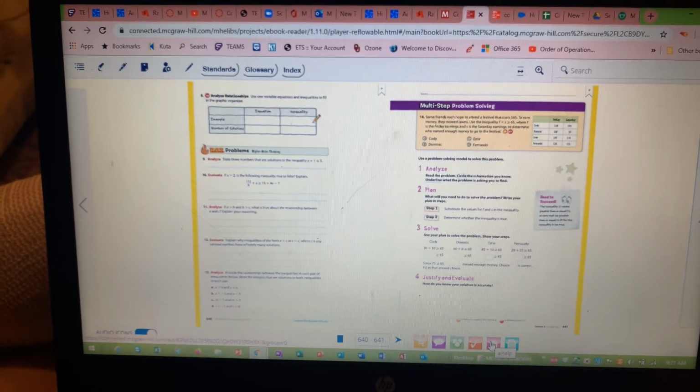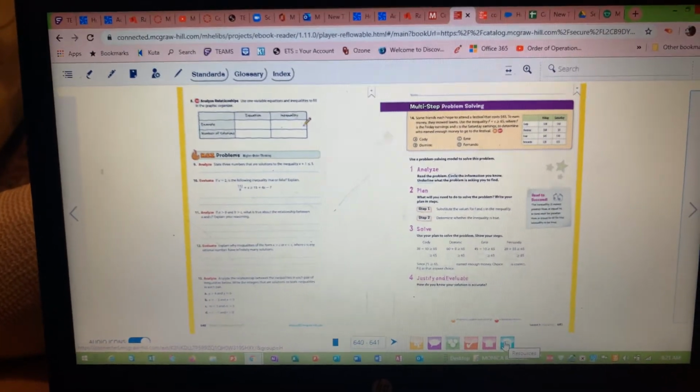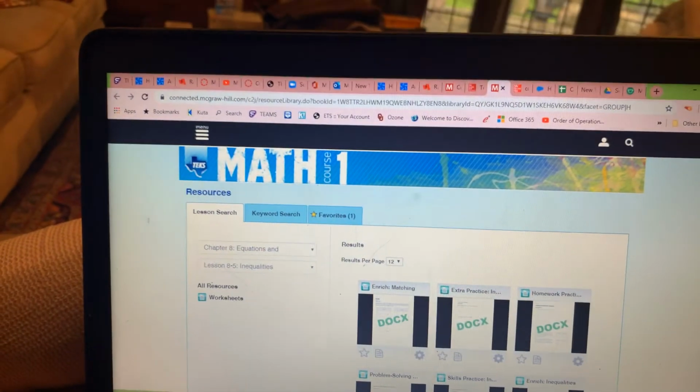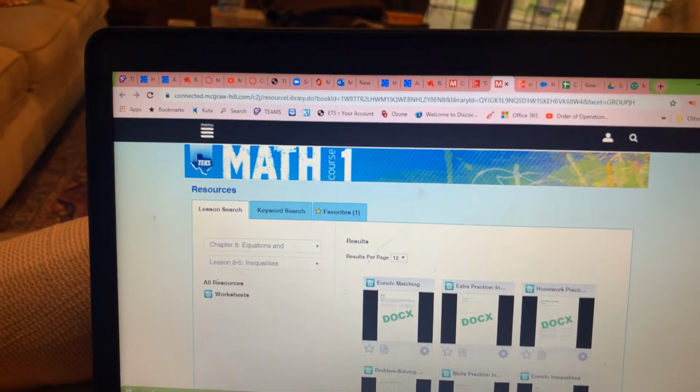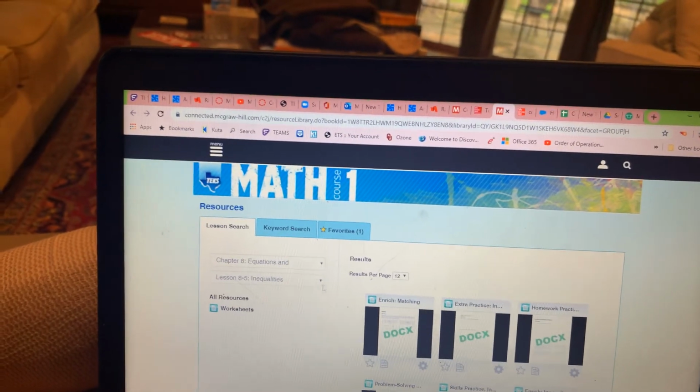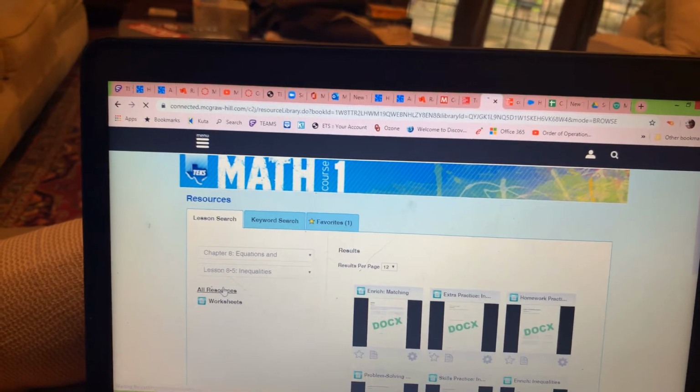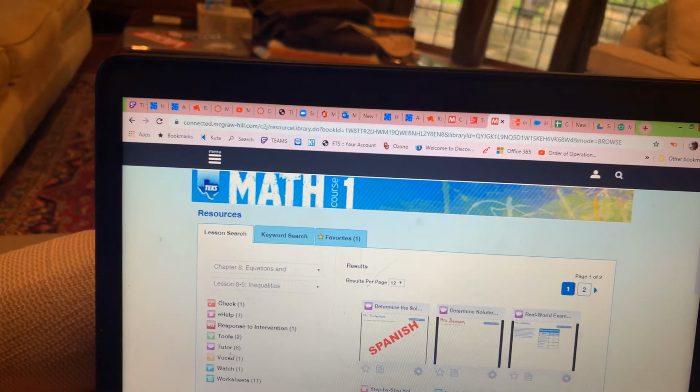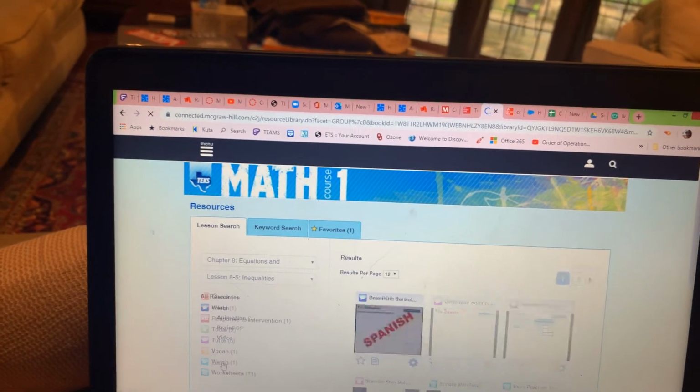And then you can go down at the bottom. You should be able to go down here. And on these, there's a tutor. There's vocabulary, tools. You can check yourself, e-help, and resources. Those resources should be worksheets. Yeah. And those are our worksheets. Now you can also come over here and click on all resources. And there should be a video where it says watch.